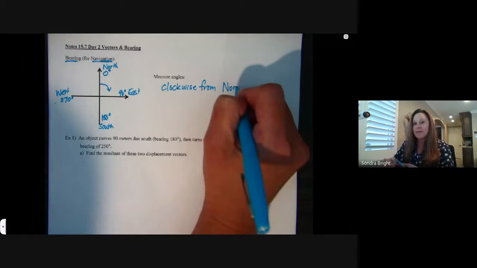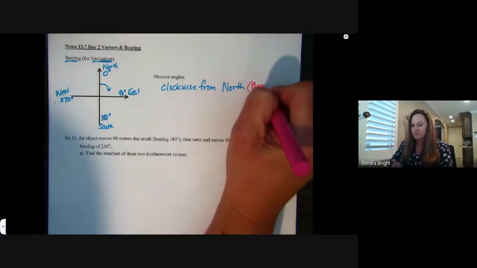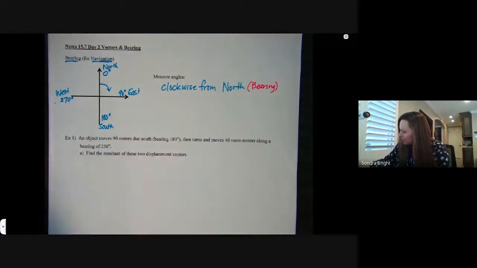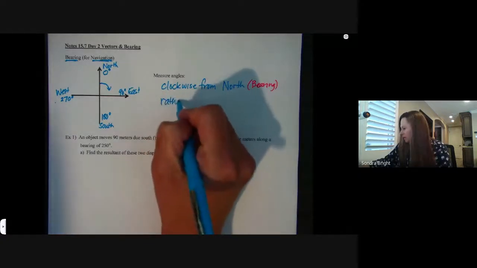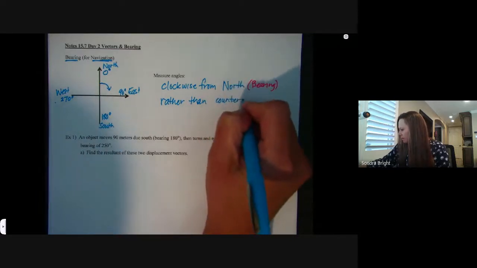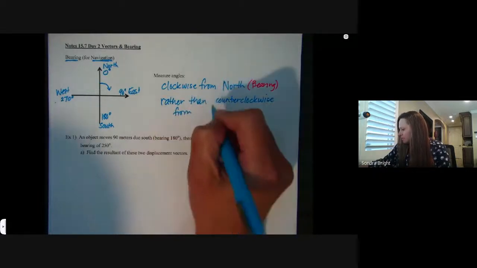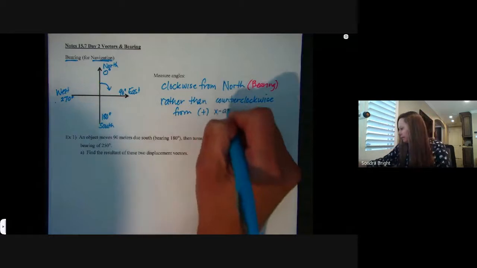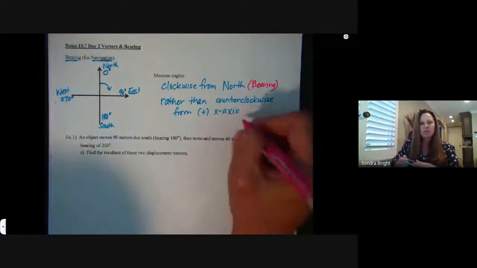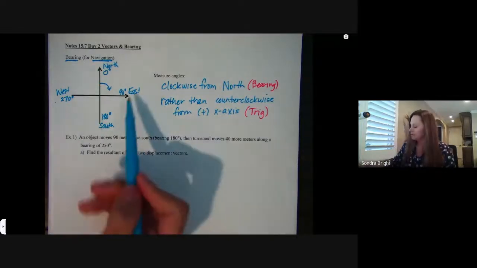And that's for bearing and navigation, rather than counterclockwise from the positive x-axis, which is how the rest of trig angles are measured, right? So when it's bearing, you're going to start from the north and go clockwise instead of starting with the positive x-axis and going counterclockwise. Much different with bearing.